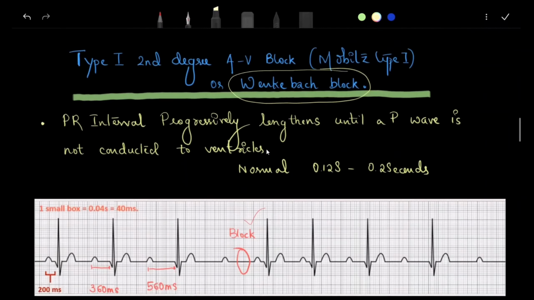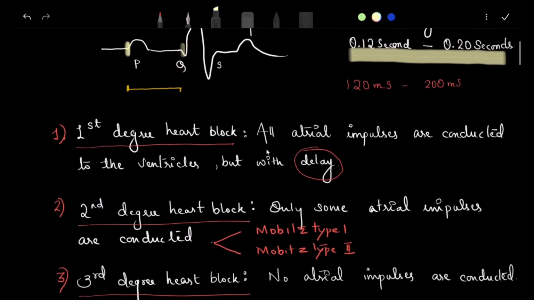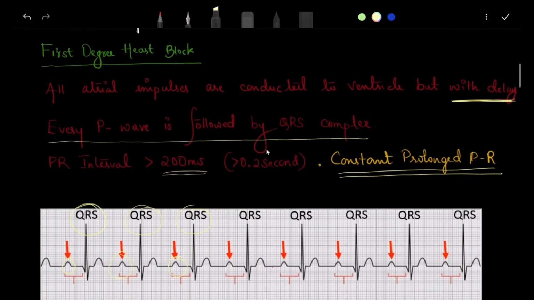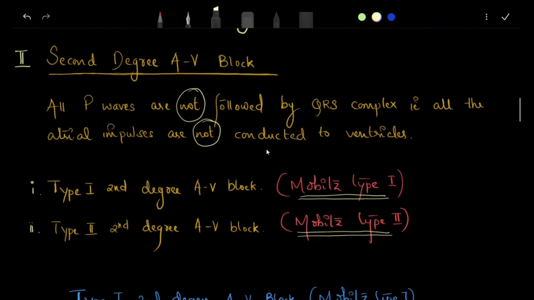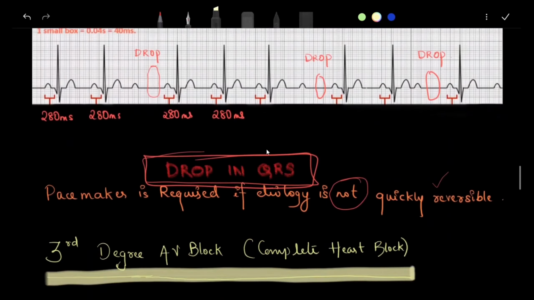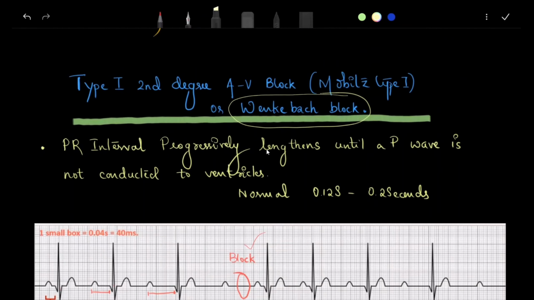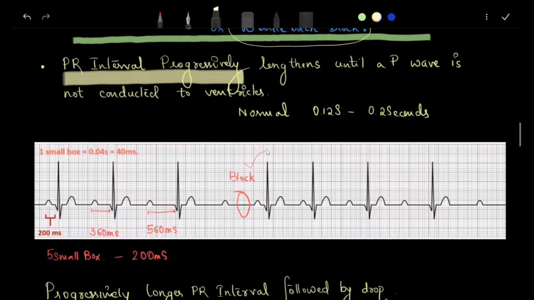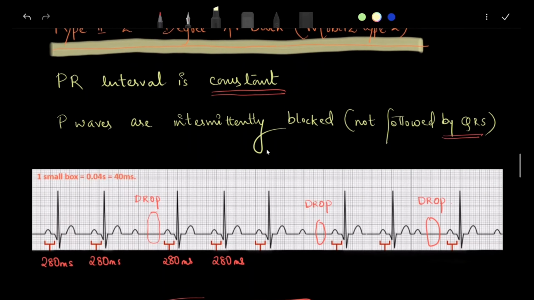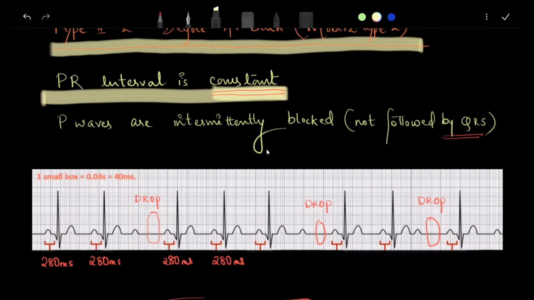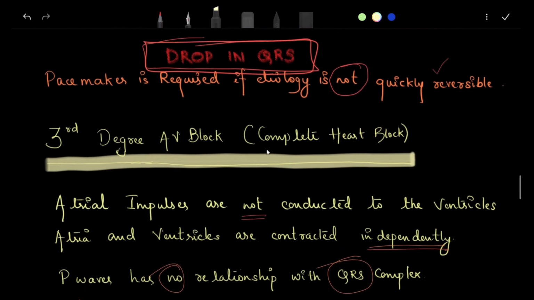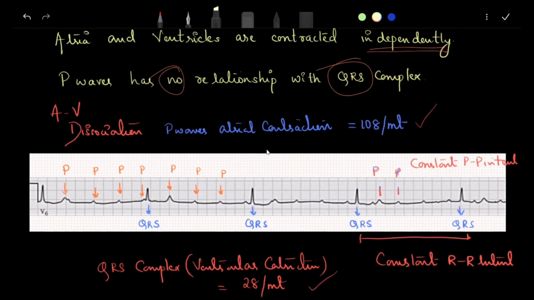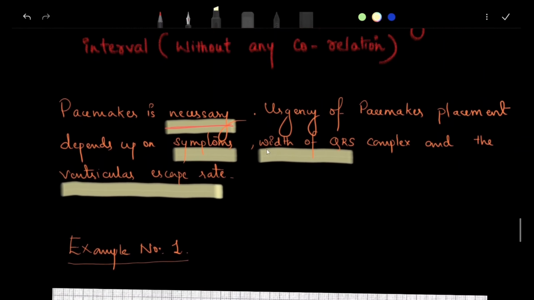So once again, first degree AV block has a constant prolonged PR interval. In second degree AV block, there are two types. Type 1 Mobitz has a progressively prolonged PR interval. Type 2 Mobitz has a constant PR interval, but intermittently there are missed beats. Third degree is AV dissociation. Both the P wave and QRS are at different rates. So we will have some examples.